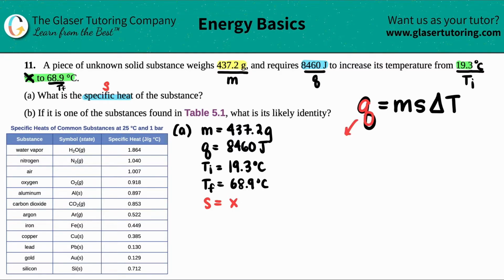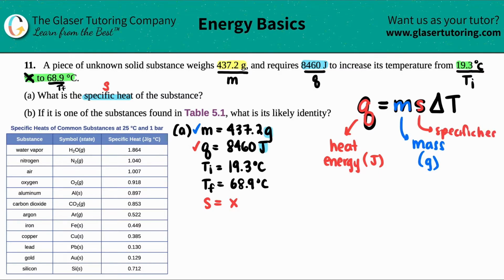The Q, just like we said, was the heat energy. And if we're using this formula, that has to be in joules, which it is. We have it in joules, so check. The M is the mass. So this has to be in grams, and they gave it to us in grams, so that's a check. The S, which I'm using, is the specific heat. This is what we're solving for, so that's all good. Just know that the specific heat has units of joule per gram times Celsius.